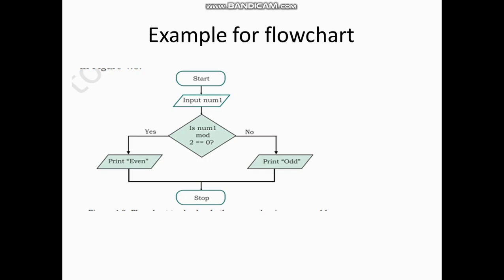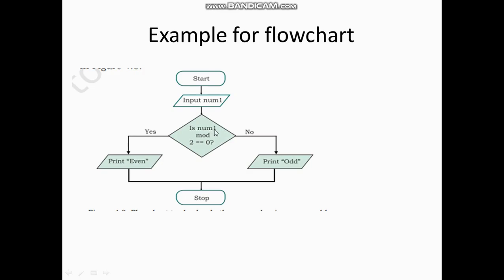So take this example for the flowchart. As we have discussed before, the technique of how to find whether the given number is odd or even. For this, we have an oval shape which indicates the start of the program. Now this parallelogram indicates that you have to accept an input. The input, whatever value is given, will be assigned to the variable num1. Then we have a decision box. In that box, we have given an expression.